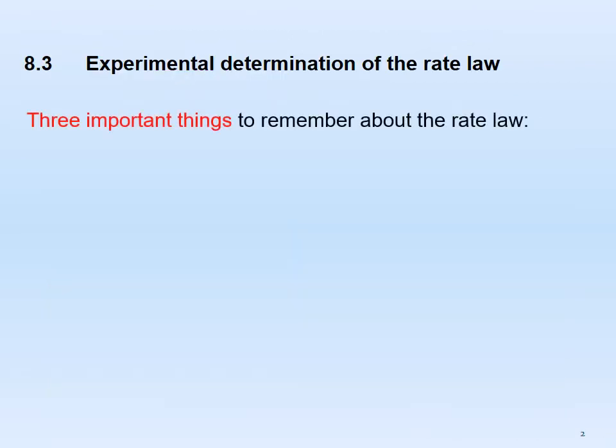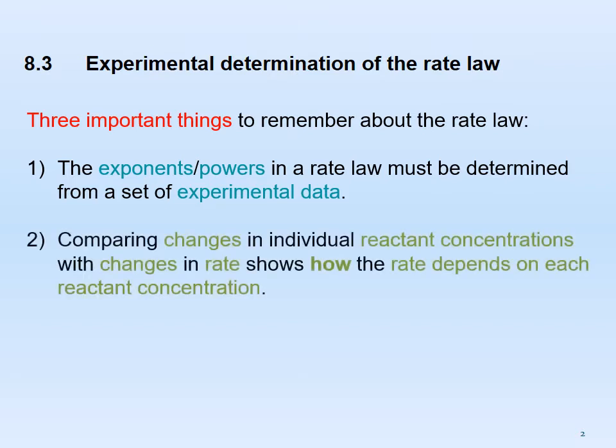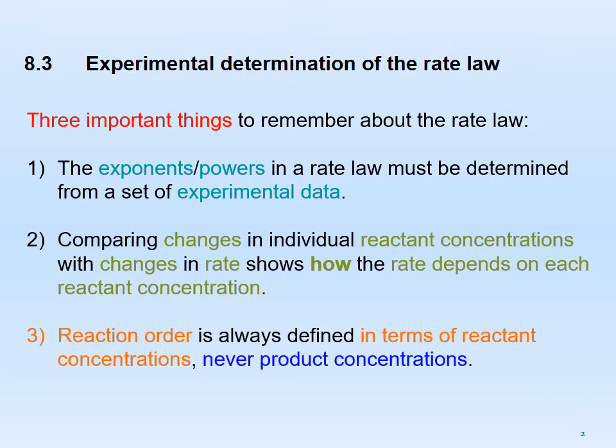There are three critical things to remember about rate law. The exponents or powers in a rate law must be determined from a set of experimental data. Comparing changes in individual reactant concentrations with changes in rate shows how the rate depends on each reactant concentration. Reaction order is always defined in terms of reactant concentrations, never product concentrations.